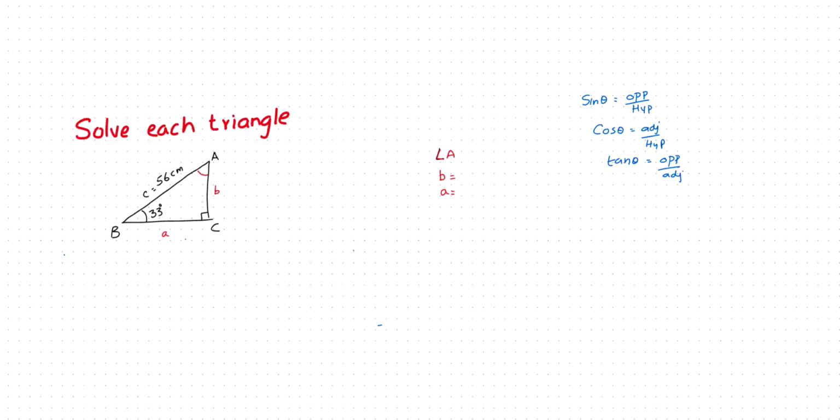Okay, when two angles are known and one angle is not known, we can find angle A. We know the sum of the three angles is 180. So two angles we know, 90 and 33. So angle A will be 180 minus, add the two angles, 33 plus 90. So 180 minus 123 equals 57 degrees. So angle A is 57.